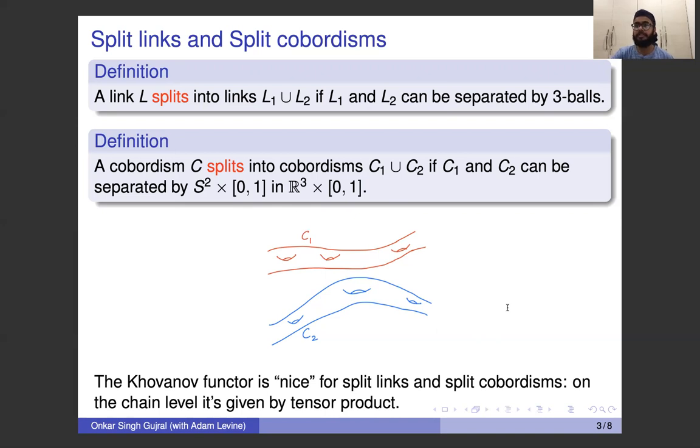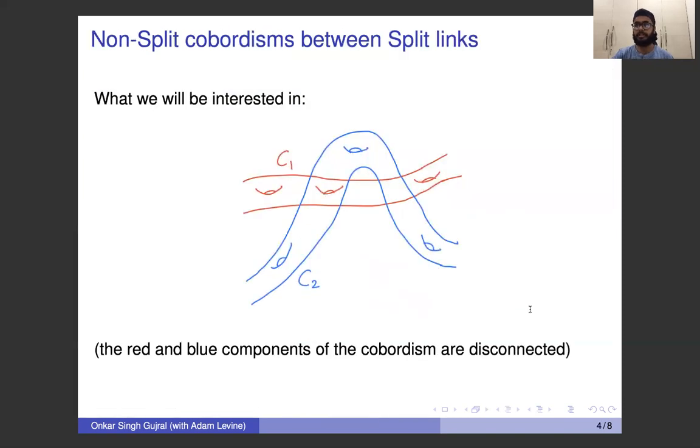That is the Khovanov map, and this makes sense because if a cobordism is split, then the red and the blue components have nothing to do with each other. So it intuitively makes sense that the Khovanov maps also don't interact with one another. But the setting we will be interested in for the rest of the talk is as follows.